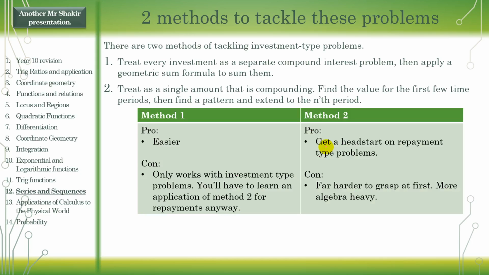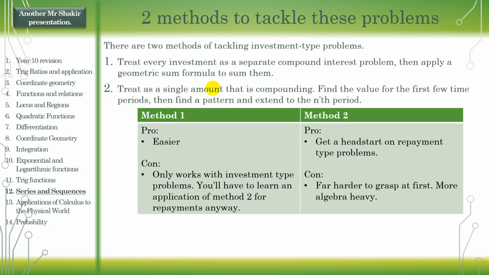Alright, so each of these methods has advantages and disadvantages. So this first way, you treat every investment as a separate compound interest problem. This is probably easier. However, it only works with investment type problems. And what I mean by that is the next topic that we are doing is the repayments. And you won't be able to use the first method with the thing that we're going to do next topic, right? And method 2 is basically the way that you'll be doing the next topic.